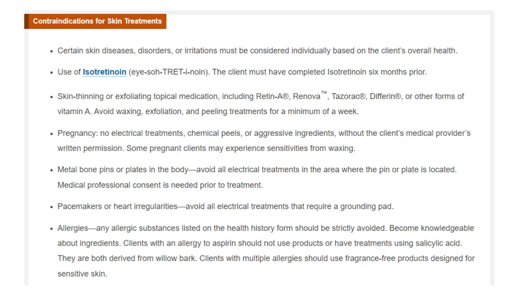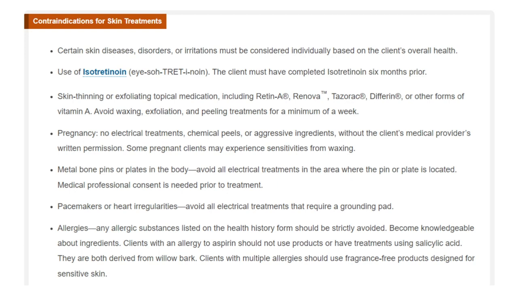Contraindications for skin treatments. Certain skin diseases, disorders, or irritations must be considered individually based on the client's overall health. Use of isotretinoin: the client must have completed isotretinoin 6 months prior. Skin thinning or exfoliating topical medication, including Retin-A®, Renova™, Tazorac®, Differin®, or other forms of vitamin A: avoid waxing, exfoliation, and peeling treatments for a minimum of a week.